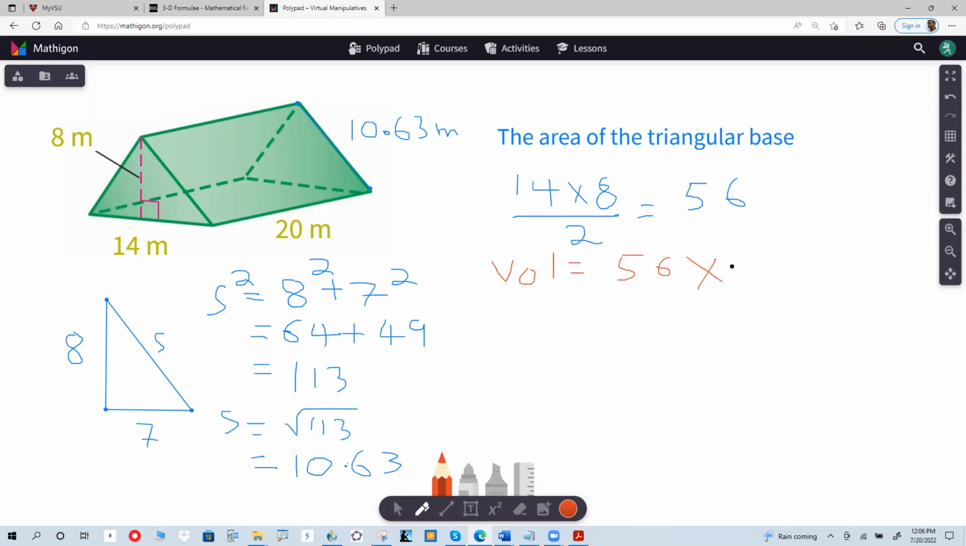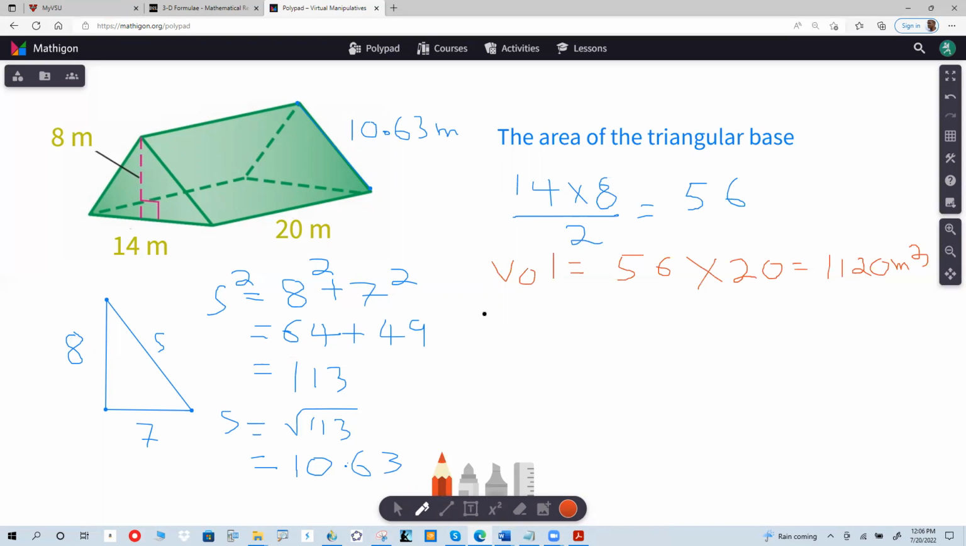Height, we're talking about height of the triangle, and we're talking about height of the prism. The height of the triangular base is 8. Height of the prism is 20. So the volume is 56 times 20, meter cubed. Now let me pause here and double check. It sounds about right.